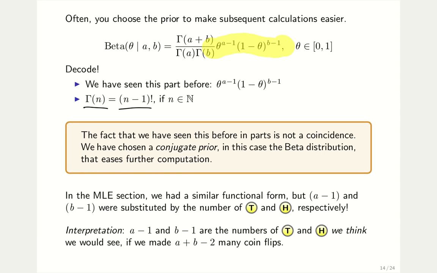And the interpretation is the following. Without seeing any data, we have a feeling about what the outcomes of our coin flip sequence is going to be. And if we were to do a plus b minus 2 coin flips, then we can choose the prior such that we would expect about a minus 1 of those a plus b minus 2 coin flips to show up tails, and the remaining b minus 1 flips would show up heads. And for example, if you were to assume that the coin is probably unbiased, you would choose a and b to be equal, and the more certain you are about it, the higher you would choose a and b.